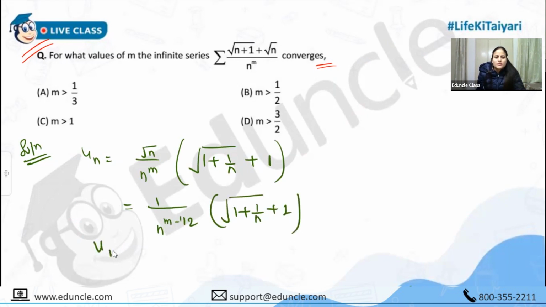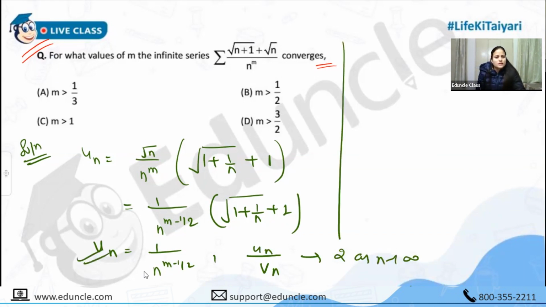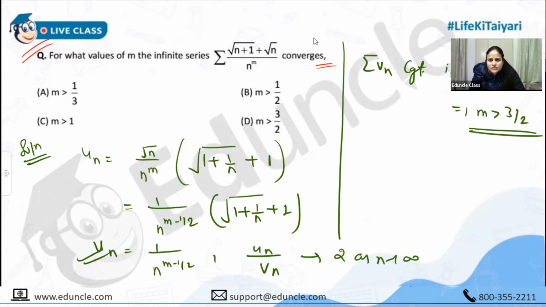So I can take my Vn as 1 upon n raised to m minus 1 by 2, then Un by Vn will tend to 2 as n tends to infinity. The choice of Vn is correct. Now my Vn series is convergent. Vn is a p-series, so it will be convergent if the power of n, that is m minus 1 by 2, is strictly greater than 1. That means m should be strictly greater than 3 by 2. So here our option D would be correct.